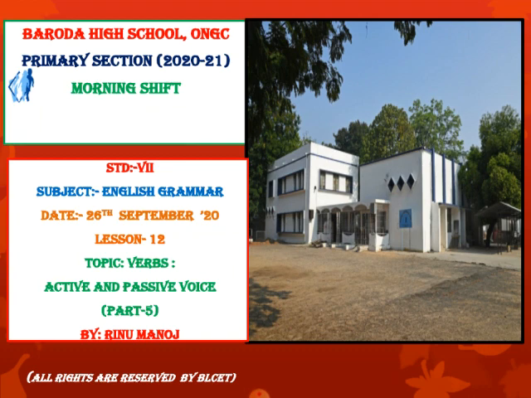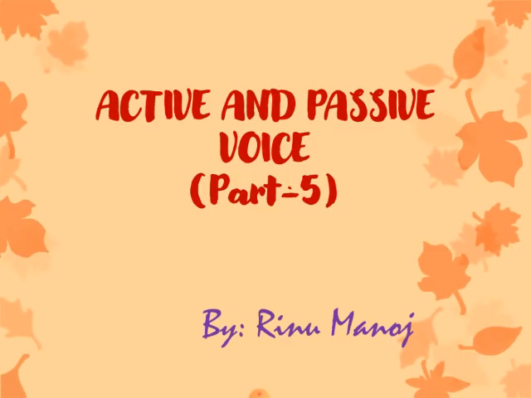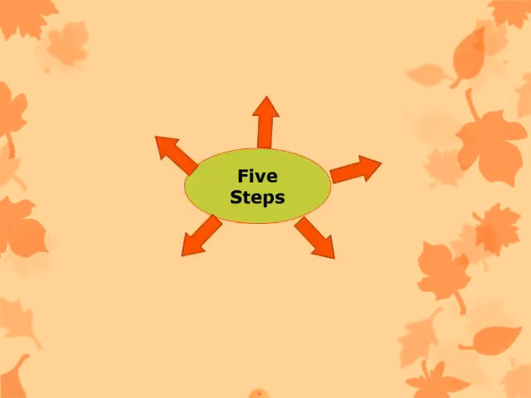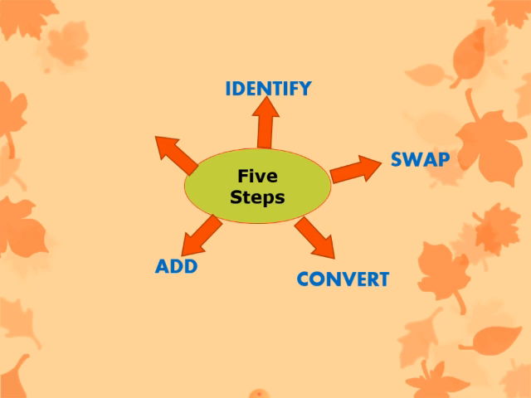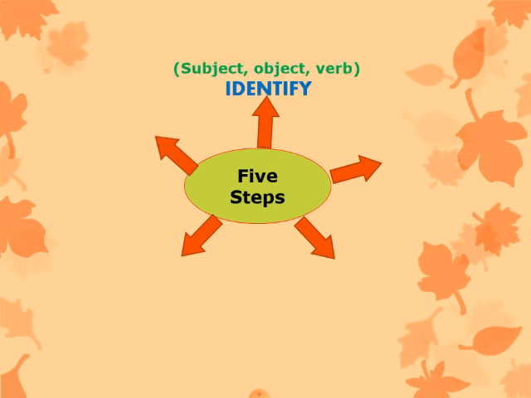Let's move on to part 5 of lesson number 12, active and passive voice. Before that, let's recapitulate the basic 5 steps of converting an active voice into passive voice. First step, identify, swap, convert, add a preposition. Identify the subject, object, and the given word.